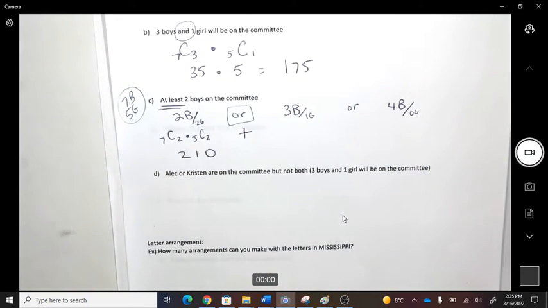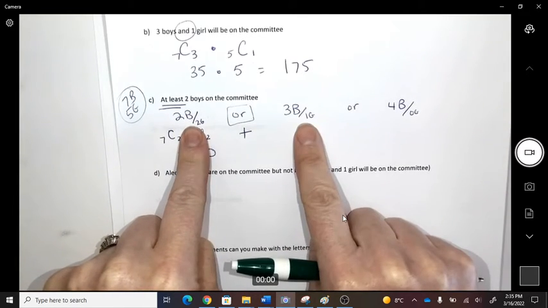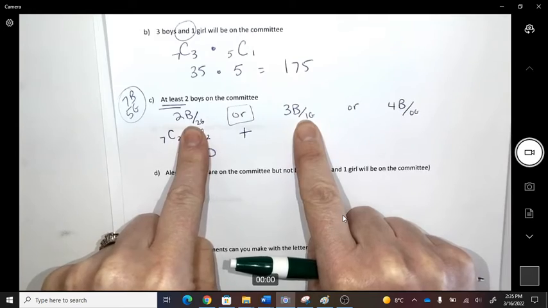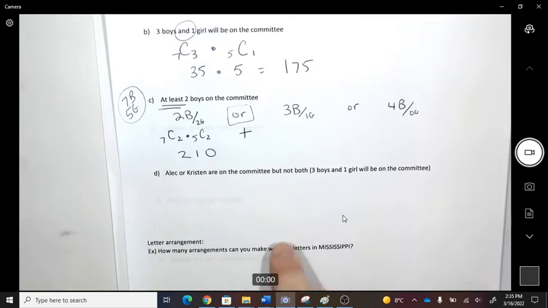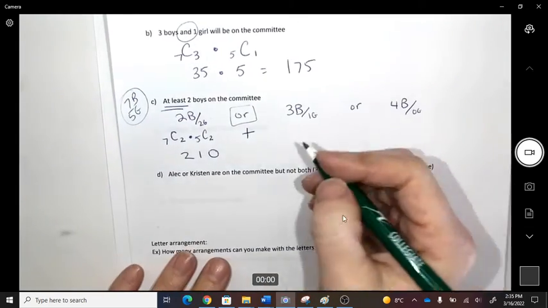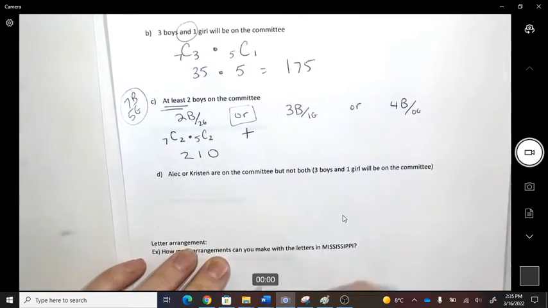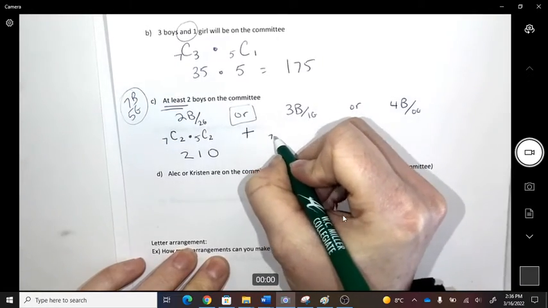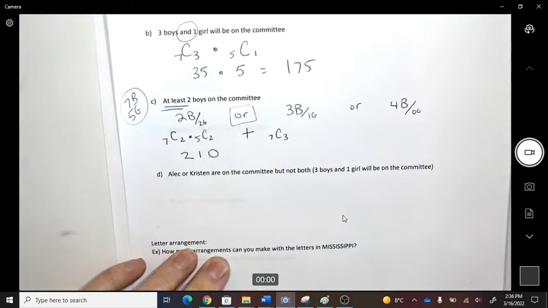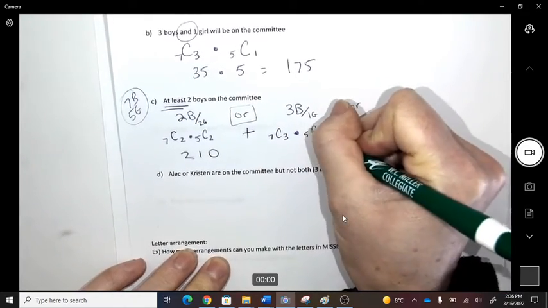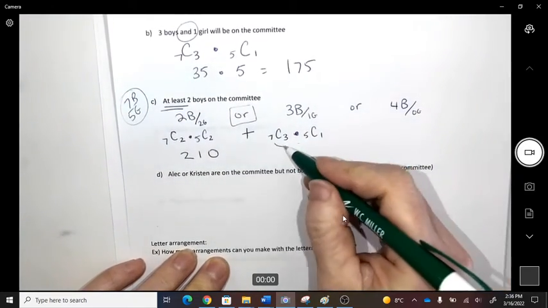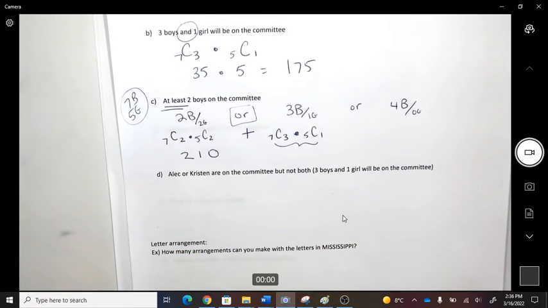Add? Is that your instinct? Okay. So do you understand that this committee and this committee are not actually happening at the same time? It's that I either have this committee or this committee. So what would this committee look like? I need three boys. So seven, choose three. And there would have to be one girl. These things are happening at the same time because that's the same committee.